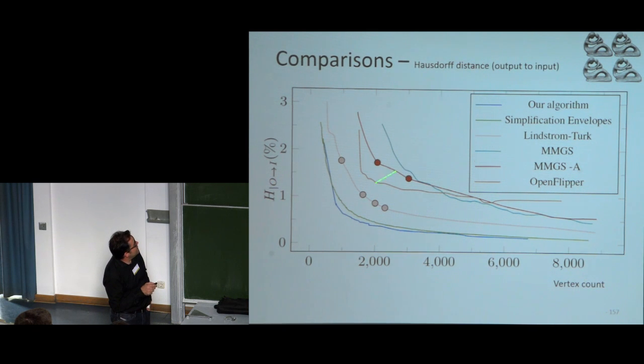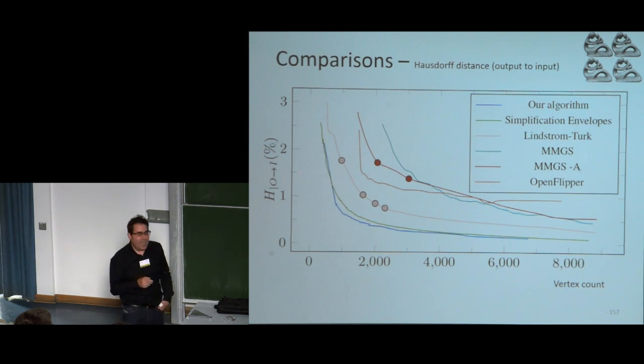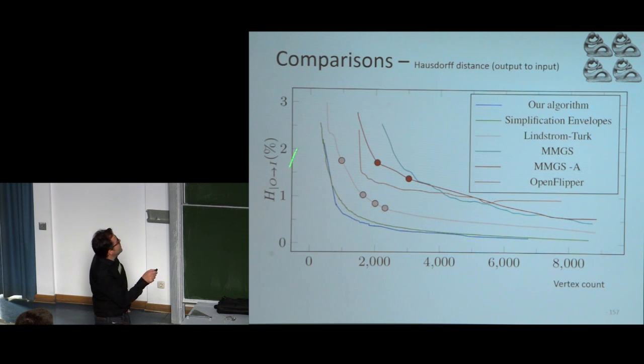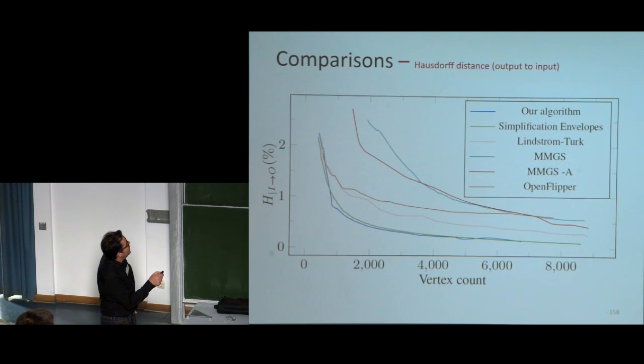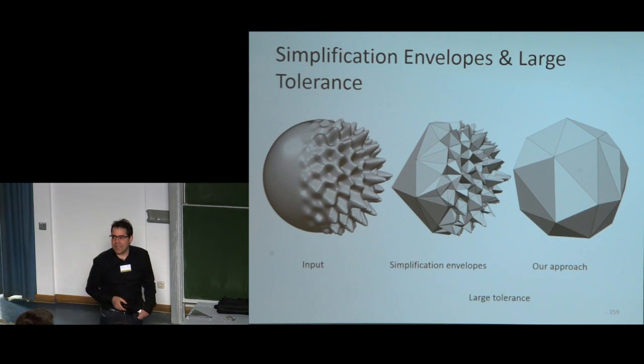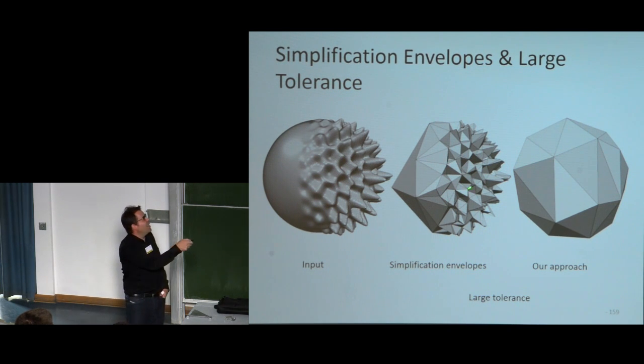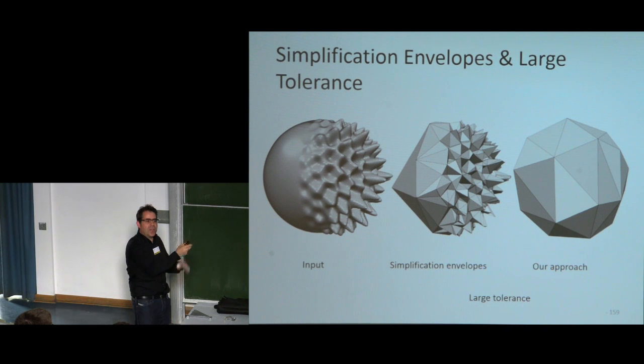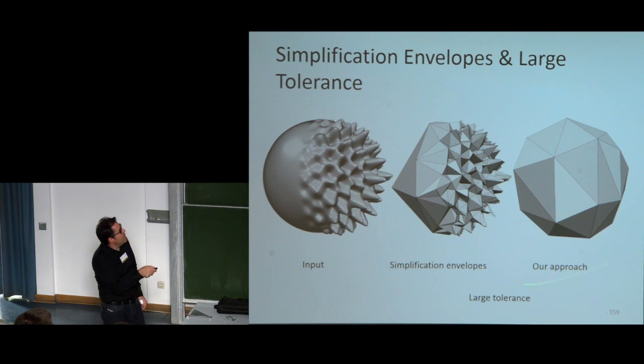I told you it's very hard to beat the simplification envelopes. So we are slightly better over here. The other methods are worse. Okay. And they create self-intersections, dots. This is when we measure one-sided Hausdorff distance in one direction. We are also better in the other direction. That's good. But where we are superior, like I said before, is that simplification envelopes cannot simplify something like that. When you give a large tolerance volume, they will stop. This is all they can do, because they cannot create a big offset surface. So they will stop here, while we can really generate something.